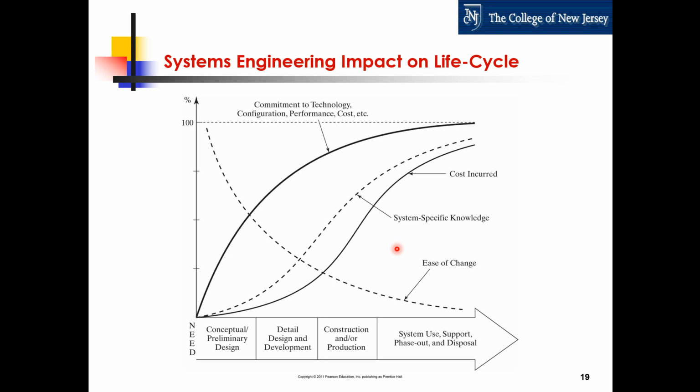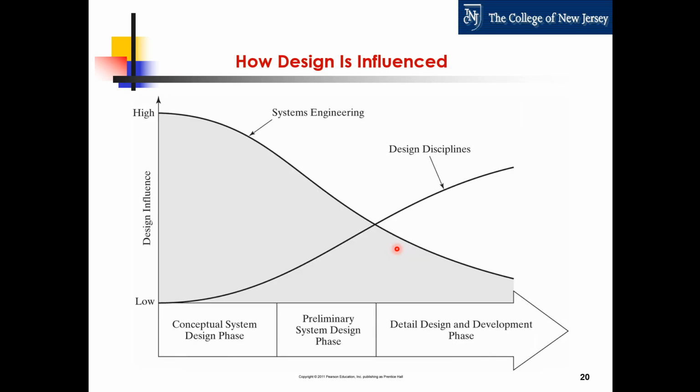And if you do that, basically what this is saying is that at the beginning of a project, your system engineering need is high, and the design is highly influenced by the system engineering approach. And then you can let the experts and specific disciplines take over as the system engineering role ramps down. So that's the relationship of the system engineering approach throughout the life cycle.